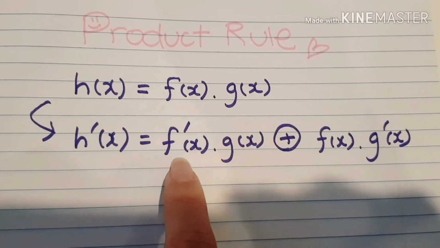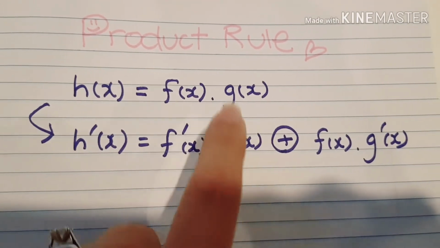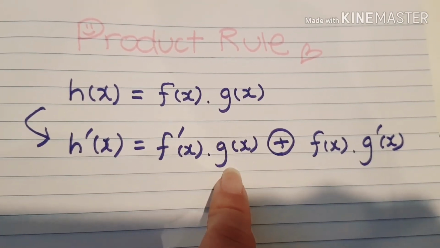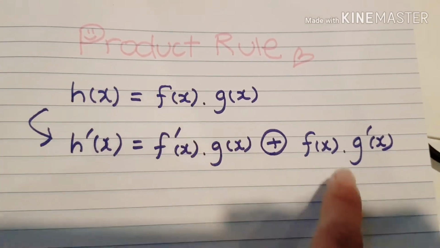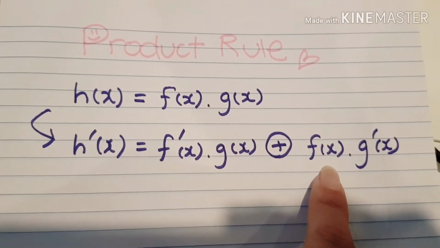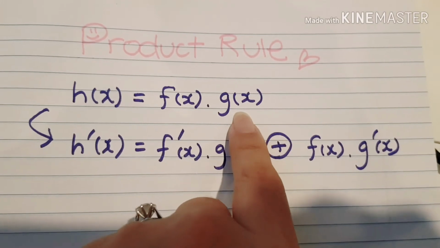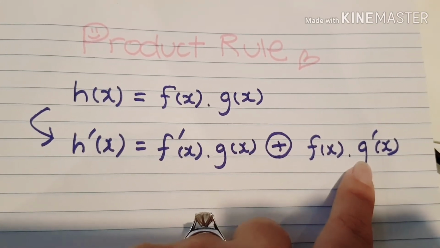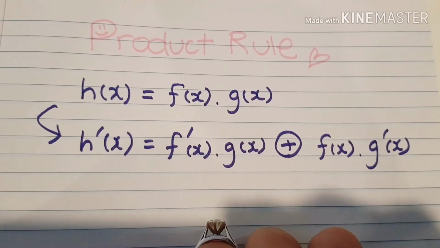So I'm going to differentiate f(x) and put the normal g(x), plus I'm going to put the normal f(x) and differentiate the g(x), and then put it there. Okay, so this is how you use the product rule.